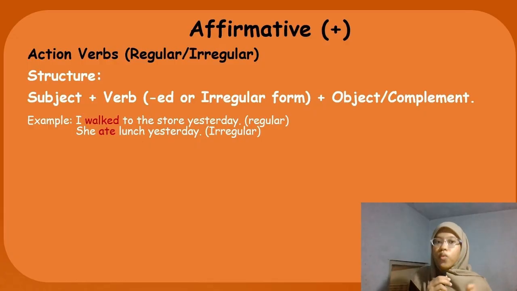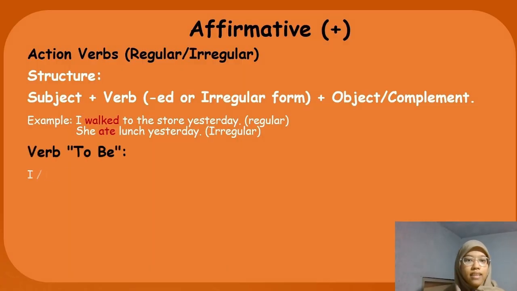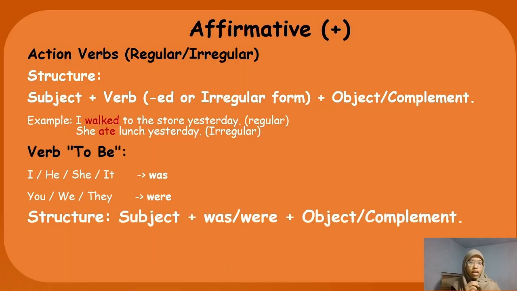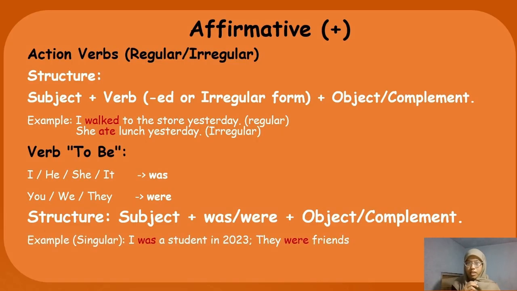For example, I walked to the store yesterday. So it's a regular verb. The past form is from walked; you can add -ed. And the next example is, she ate lunch at noon. It is using an irregular verb because the base form, or verb 1, is eat.